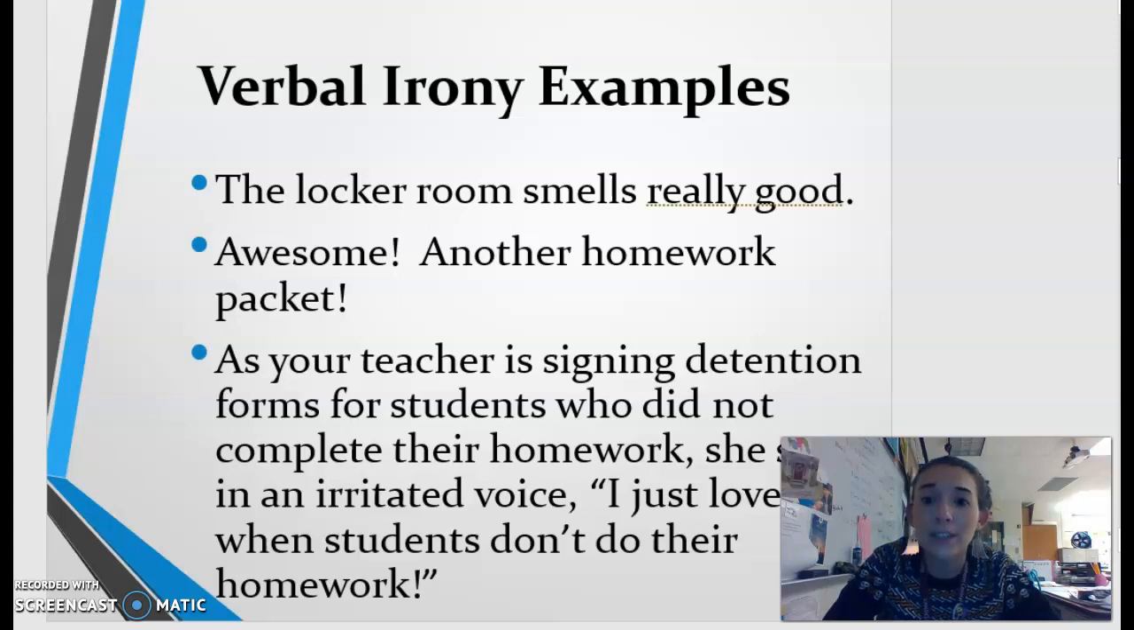As your teacher is signing detention forms for students who did not complete their homework, she says in an irritated voice, "I just love when students don't do their homework." Maybe you've heard these things before, and they would all be considered verbal irony.